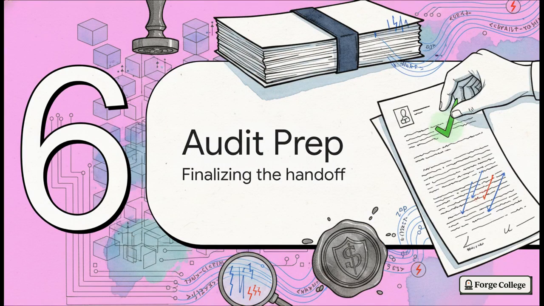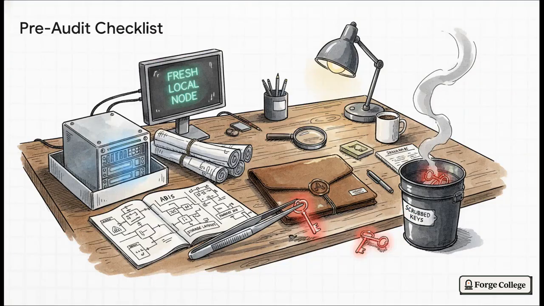And finally, Section 6. Audit prep. We have to prep this meticulously crafted report for the ultimate handoff, the Capstone Secure Contract Audit. But before you submit that folder, do a final sweep. Ensure all your reproducible commands actually work on a completely fresh local node start.